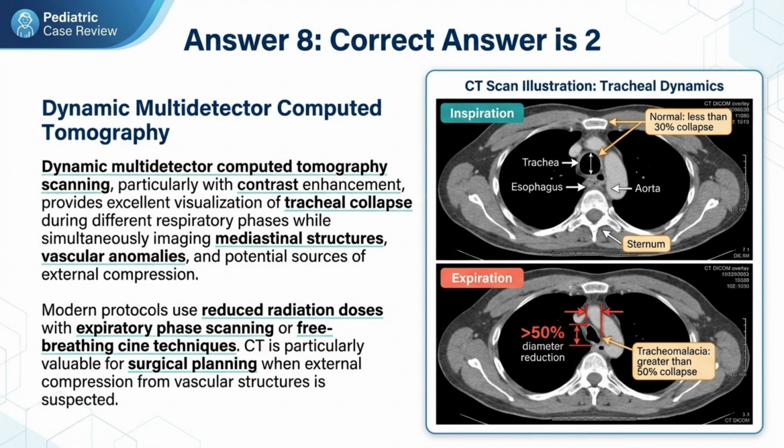The correct answer is Option 2. Dynamic computed tomography with contrast. The radiographic illustrations demonstrate how this modality provides excellent visualization of tracheal collapse during different respiratory phases. It simultaneously images the mediastinal structures and vascular anomalies, which is essential for surgical planning if external compression is suspected.